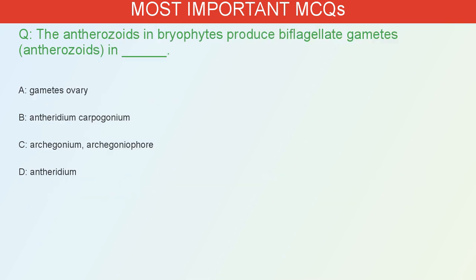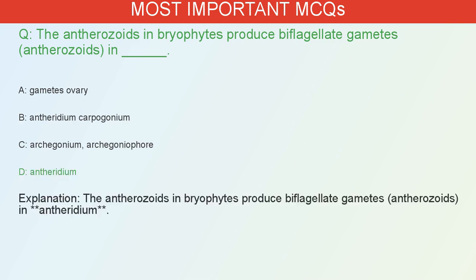Bryophytes produce biflagellate gametes, antherozoids, in ___________. A. Gametes ovary. B. Antheridium carpogonium. C. Archegonium, Archegoniophore. D. Antheridium. The correct answer is D. Bryophytes produce biflagellate gametes, antherozoids, in antheridium.